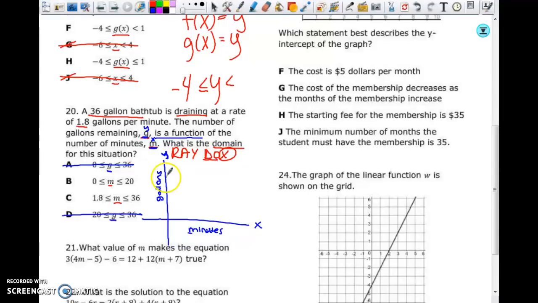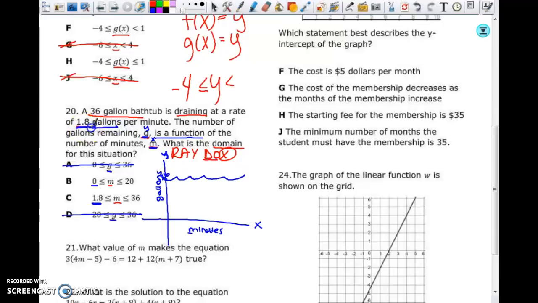So your bathtub is filled up. Let's say this number is 36. Okay, it's filled up at 36. All right, look at your two options for M. We're talking about minutes. Are we starting right here? This is our bathtub at 36. Are we already starting at 1.8 minutes? Or is it draining at a rate of 1.8 gallons per minute?